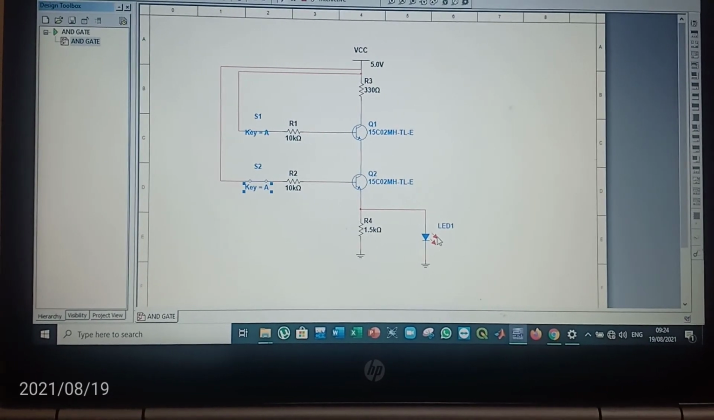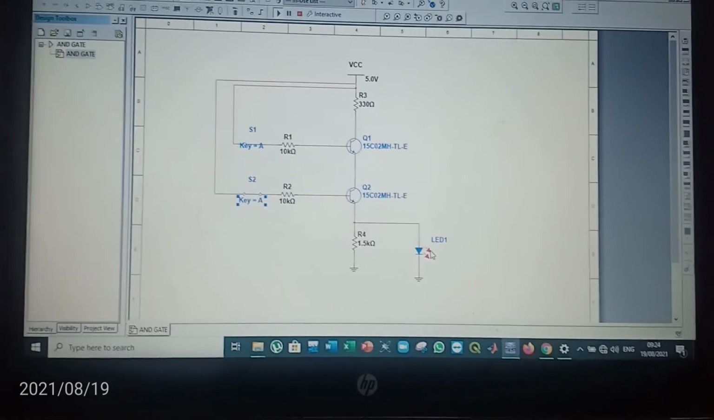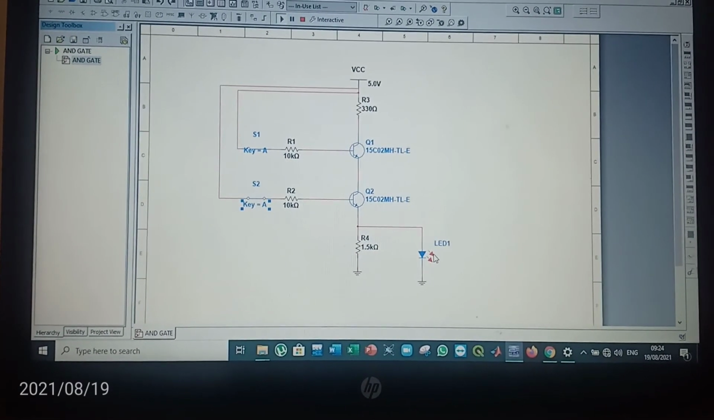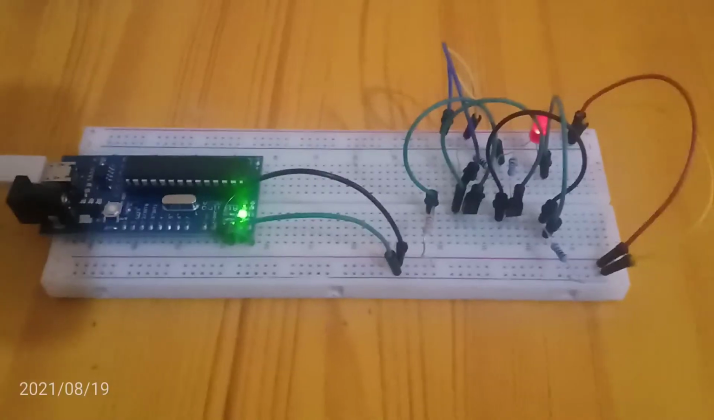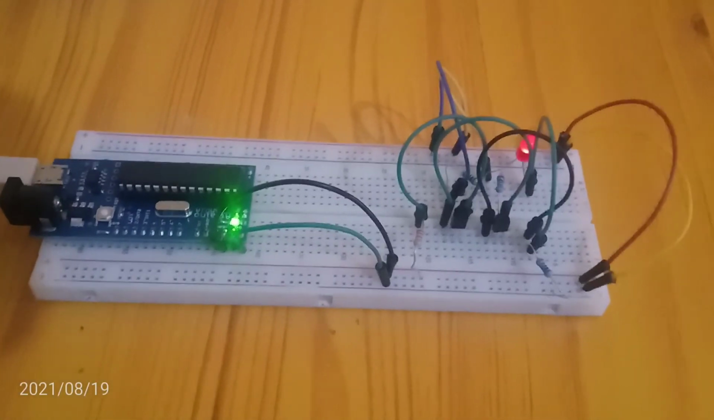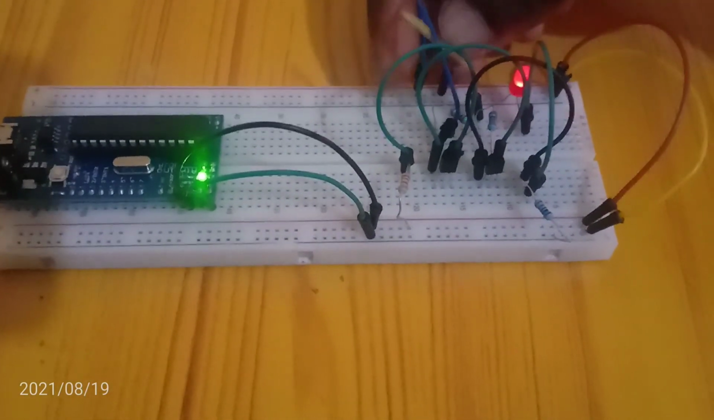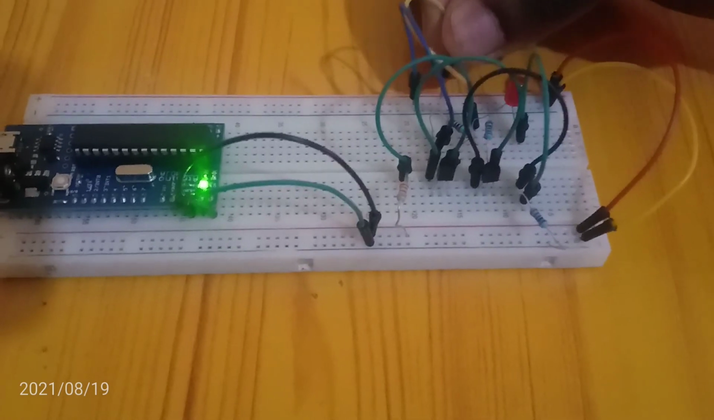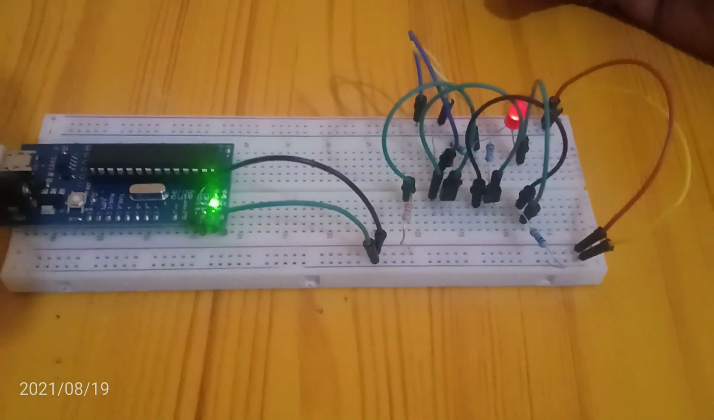I would like to take you back to the physical circuit, and you see what is happening in our simulation happening in the physical circuit. This is what was happening when I switched off one of the base currents. The light goes off. When both are on, the light goes on.